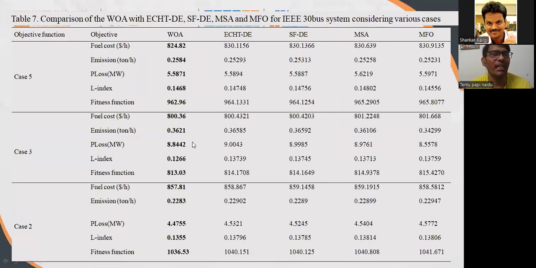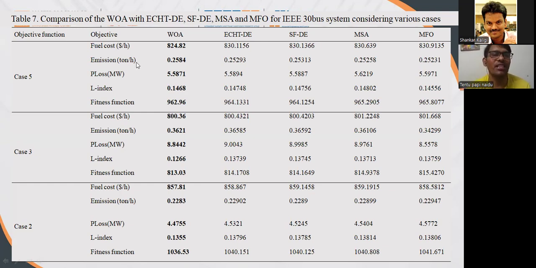Same, table 7 compares different algorithms with the Whale optimization algorithm. The objectives are fuel cost, emission, power losses, L index, and the final fitness function. The main objective is fuel cost. With the Whale optimization algorithm, 824.82 is the fuel cost. Comparing it with the ECHT, SCDE, moth swarm, and moth flame optimization algorithms, Whale optimization is the most effective.